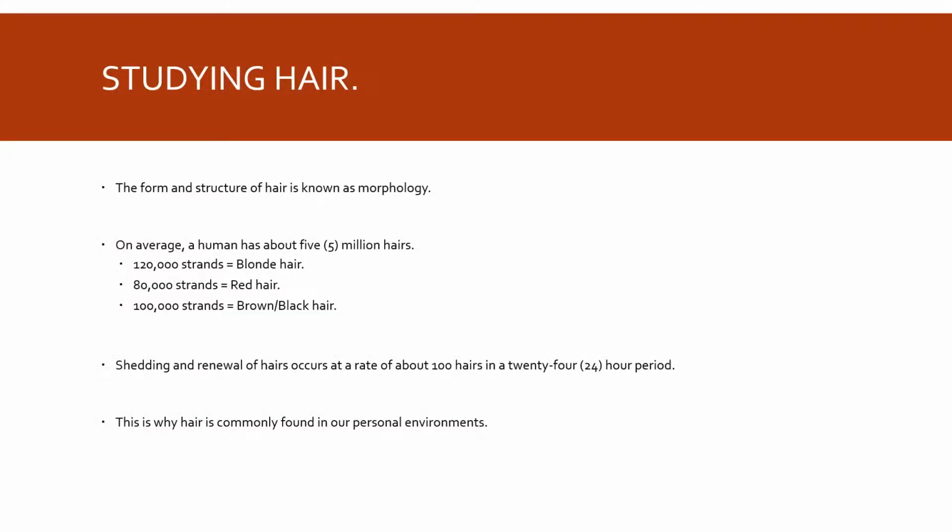Studying hair. The form and structure of hair is known as morphology. On average, a human has about 5 million hairs: 120,000 strands of blonde hair, 80,000 strands of red hair, 100,000 strands of brown-black hair. Shedding and renewal of hairs occurs at a rate of about 100 hairs in a 24-hour period. This is why hair is commonly found in our personal environments.